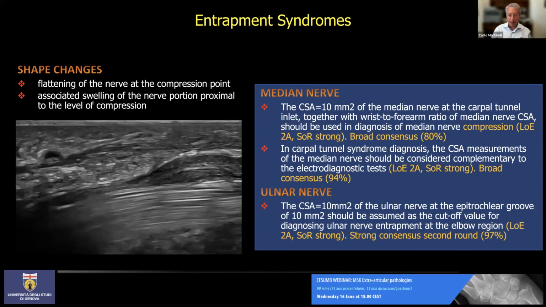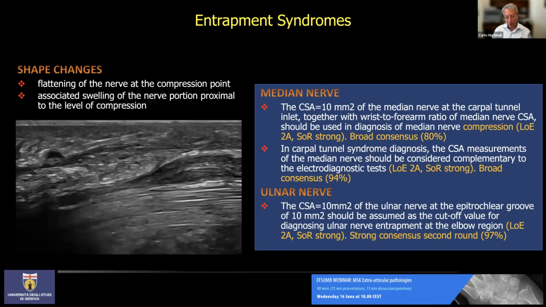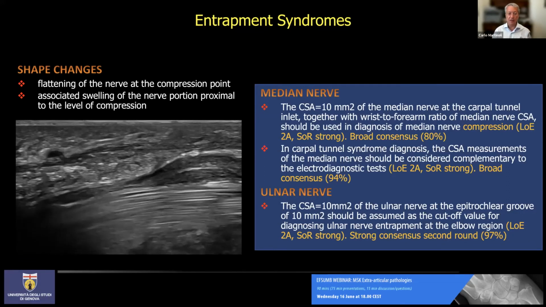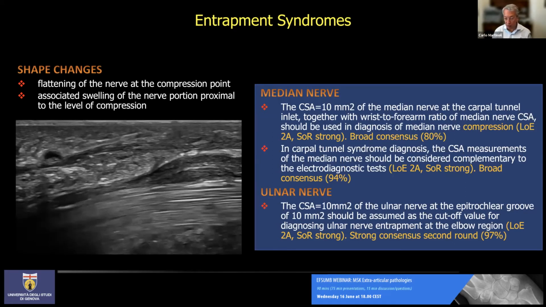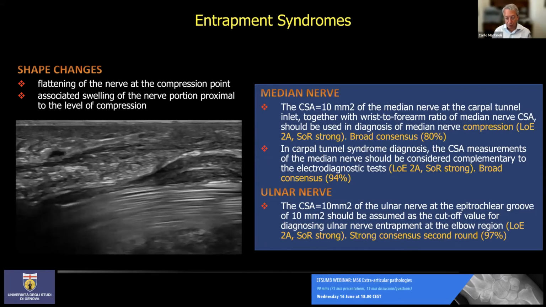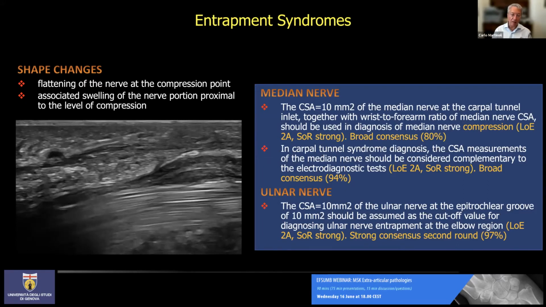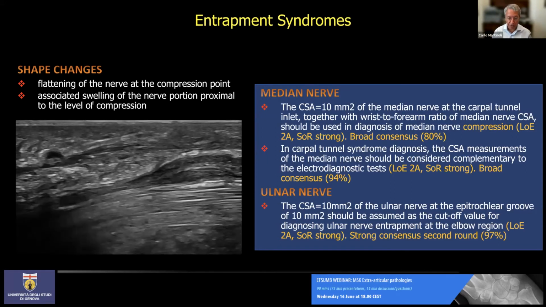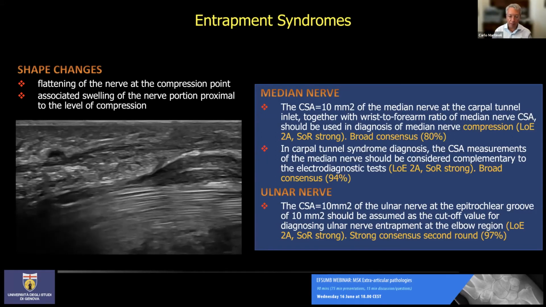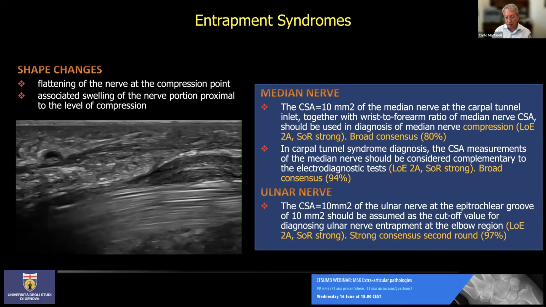And finally, if we discuss other sites of typical nerve compression, the second most common is the compression of the ulnar nerve at the level of the epitrochlear groove. And again, in this case, the cross-sectional area of the ulnar nerve to be used as a threshold between normal and pathologic is 10 millimeters squared.